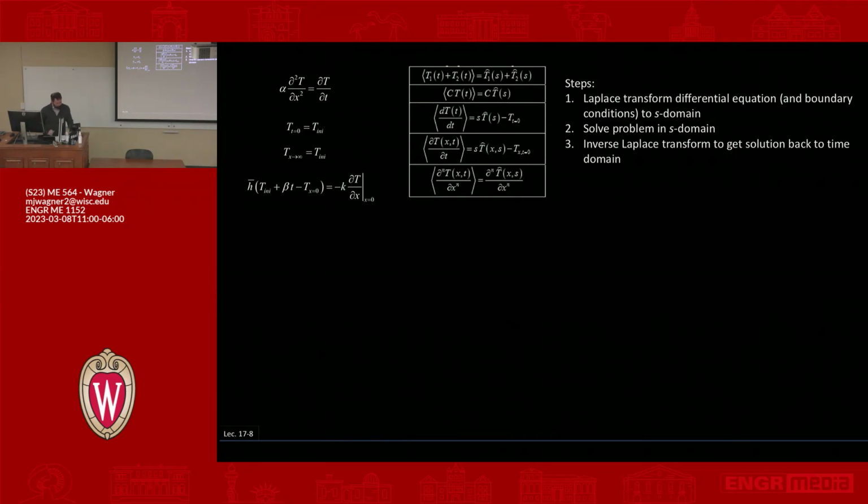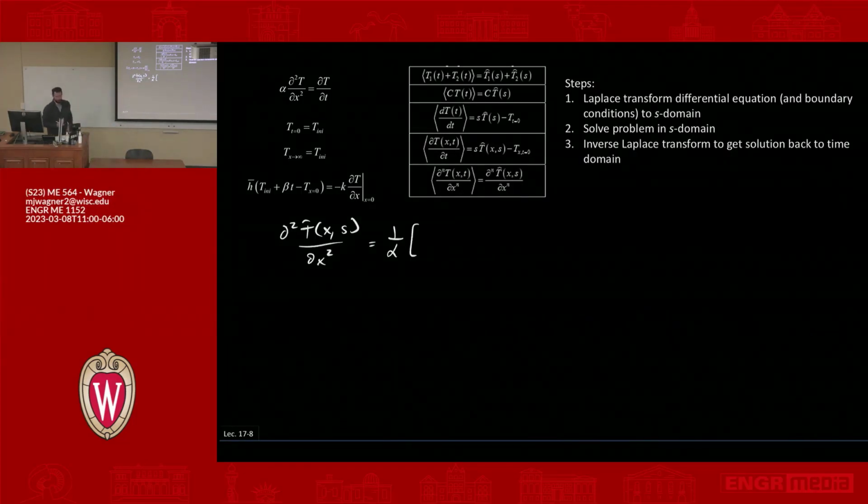The first part would be, where do we want to start? So the first part is going to be taking the transform of that second derivative term. So if we look at our table, that just becomes the partial squared of T hat, which is a function of x and s now, over dx squared. And then we're bringing the alpha over to the other side, so that's 1 over alpha times, what's the transform of the right-hand side? So that's d temperature d time, and that's the second thing, or the third thing in the table there. s T hat of s minus the initial condition.